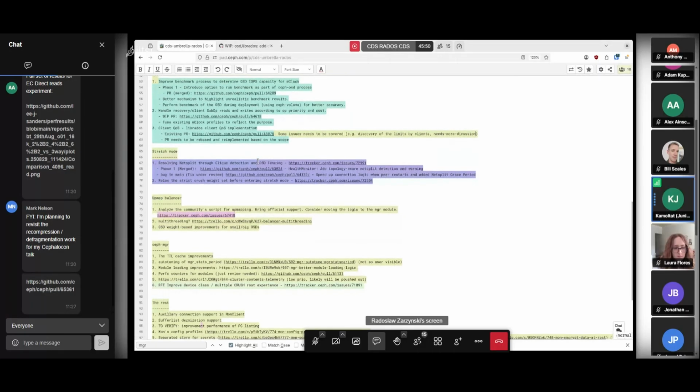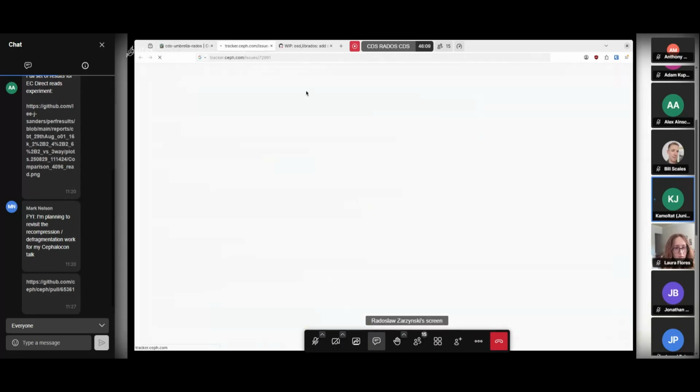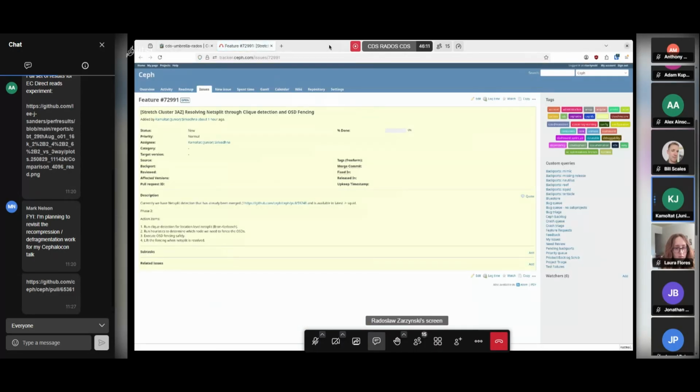Yes. Okay. So the first item is resolving netsplit through clique detection and OSD fencing. This is basically phase 2 of our efforts to resolve netsplit in 3AZ. The first phase was to have netsplit detection awareness even in non-stretch clusters. So that has been merged.